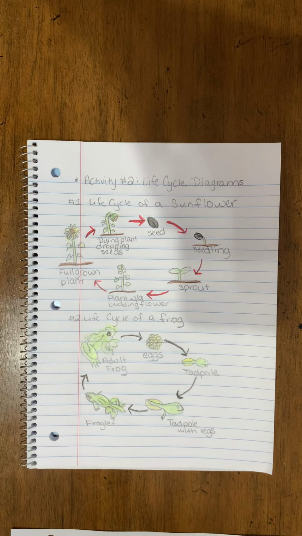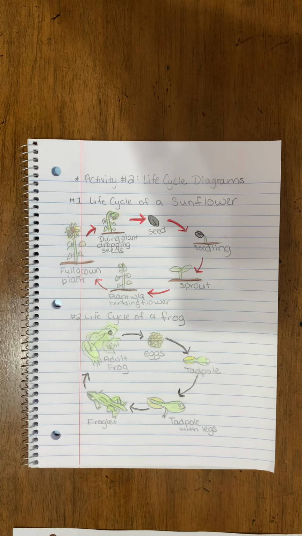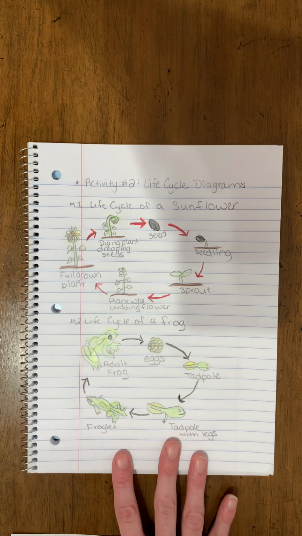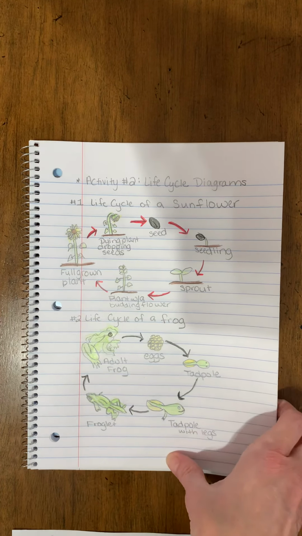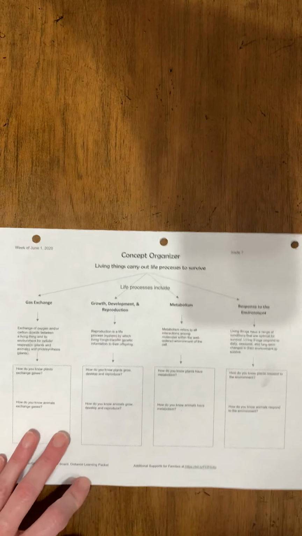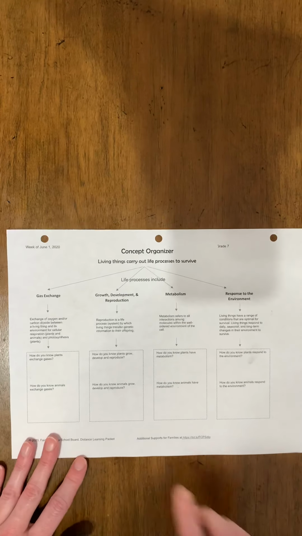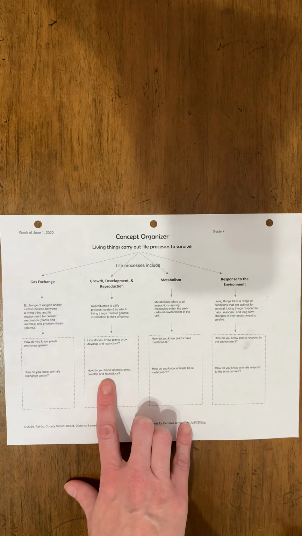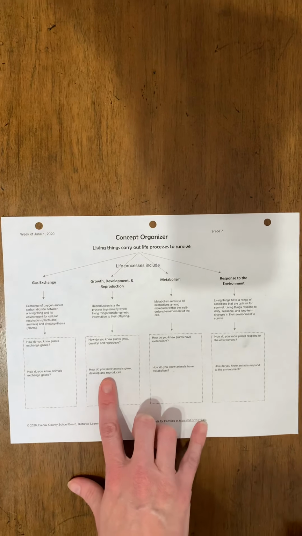You can pick it from one of the organisms that you use in packet 8 and draw your life cycles here. And then again, in your concept organizer, you're going to answer the question, how do you know that plants grow, develop, and reproduce? And how do you know that animals grow, develop, and reproduce? Okay.